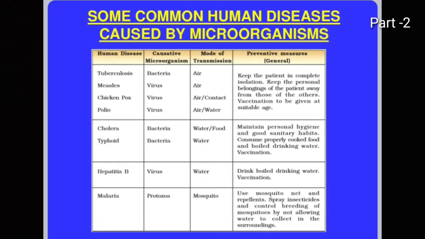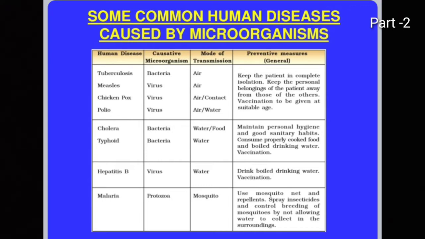So good sanitary habits you should adopt. Then consume properly cooked food and boiled drinking water. The first and the foremost thing is boiled drinking water. Your water should be boiled because boiling kills most of the bacteria in it. Then vaccination is the third criterion. You should be vaccinated also.